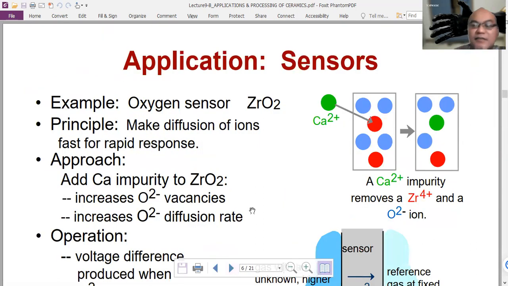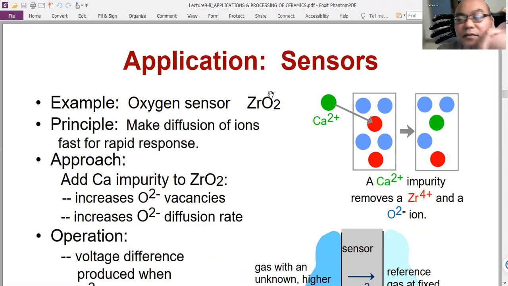Then application as sensors, which we will discuss in further detail during the sensor and measurement course. So for example, like the oxygen sensor, zirconia. The sensors here are usually used as chemical sensors, as gas sensors. Why is that? Because, as we have learned in the previous session, ceramics have defects, either Schottky defect or Frenkel defect.